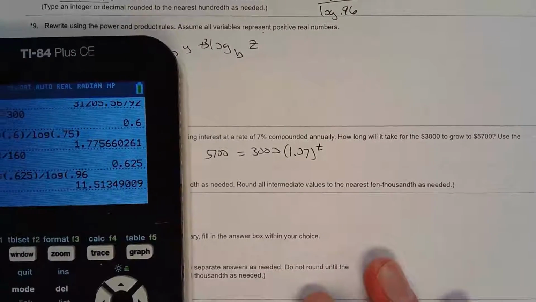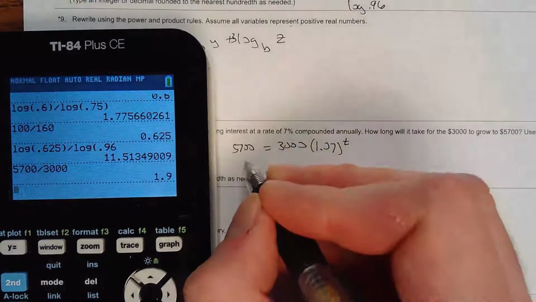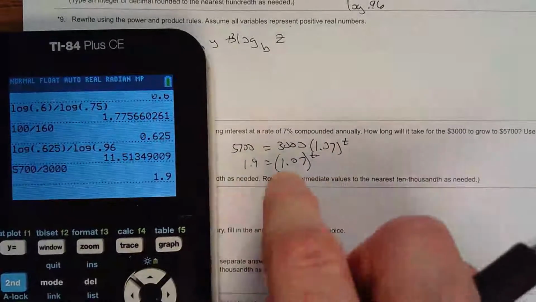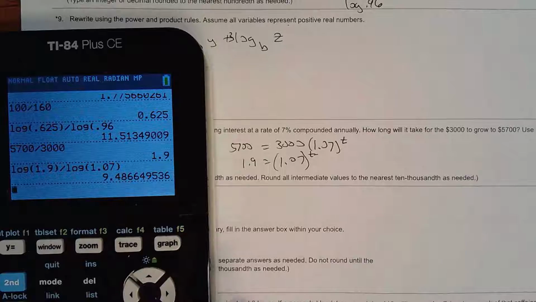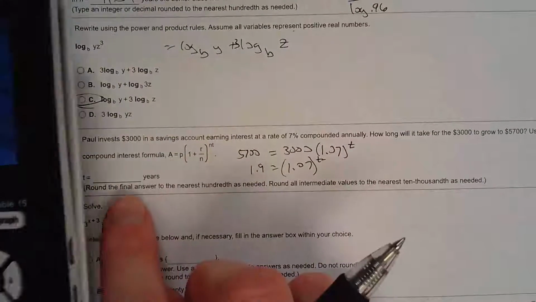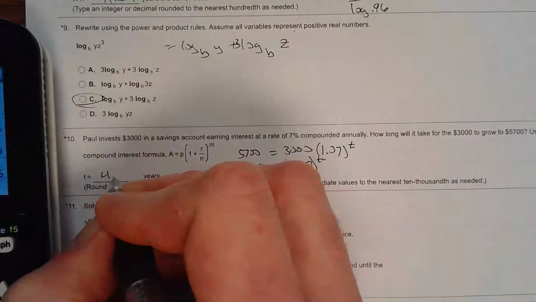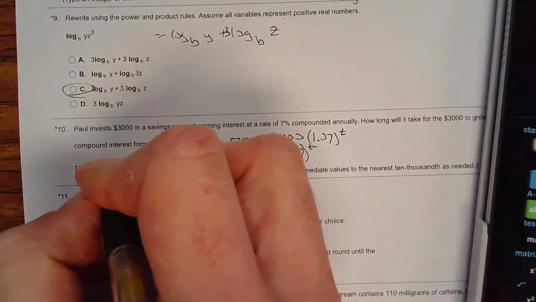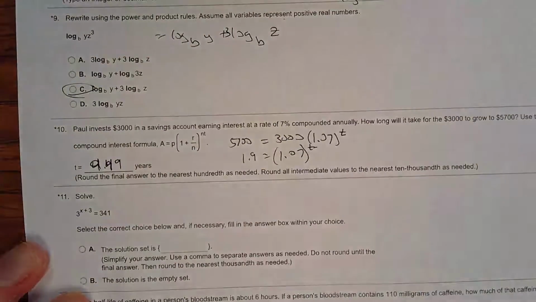So 5,700 divided by 3,000. So it'd be 1.9 equals 1.07 to the t. Log both sides, divide by log 1.07. So log 1.9 divided by log 1.07. And I get 9.49, to the nearest 100th place as needed. I did not write that right. 9.49. So, yeah, look at my calculator, don't look at what I wrote.